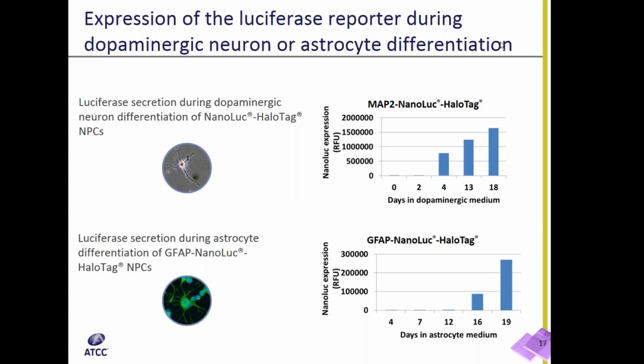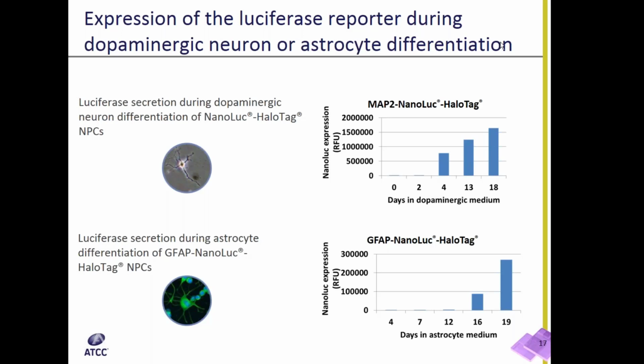Now, as shown in the top panel here, nanoluciferase secretion in dopaminergic culture media of MAP2 NanoLuc HaloTag reporter neuroprogenitor cells significantly increased in a time-dependent manner. Treating the MAP2 NanoLuc HaloTag reporter NPCs with the dopaminergic differentiation media resulted in a marked increase in luciferase secretion that was observed at 4 days and sustained up to 18 days.